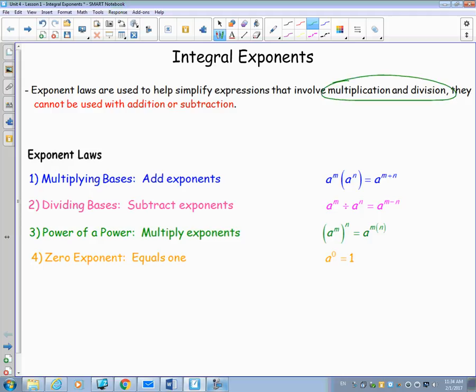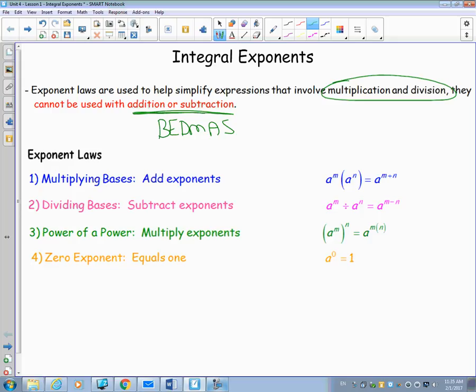Okay? These only work with multiplication and division. They do not work with addition or subtraction. If you come across that, we've got to use BEDMAS, whereas we do exponents first before division, multiplication, addition, or subtraction.